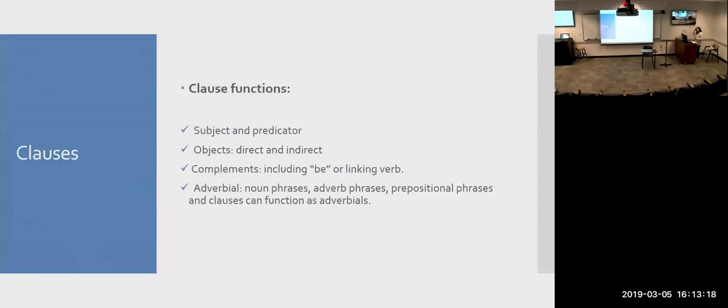And the last one is adverbial. Noun phrases can be adverbial. Adverb phrases can, prepositional phrases, and another clause can function as adverbials. Can you guys give us some examples? Think about maybe one example for a noun phrase. The noun phrase can work as an adverbial. The adverb phrases work as an adverbial. A prepositional phrase as an adverbial, and a clause functioning as an adverbial.